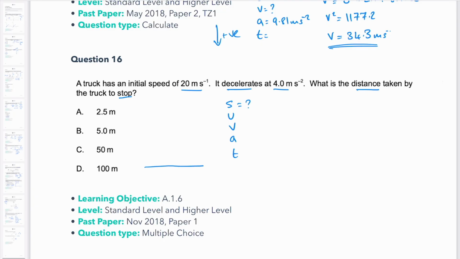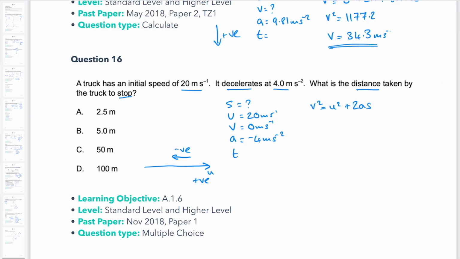Let's have a think about this truck. It's travelling in that direction, but the acceleration will be travelling in that direction. Let's say anything that way is positive and anything that way is negative. Okay? So the initial speed is 20 meters per second. The final speed will be 0 because it's come to a stop, and the acceleration will be minus 4 meters per second squared. The equation we'll want to use is v squared equals u squared plus 2as.